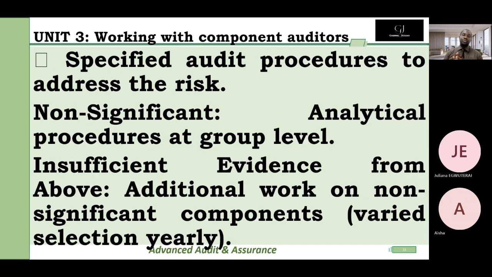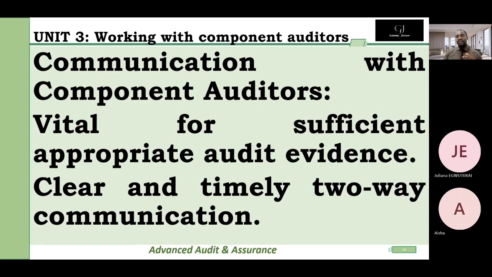So specific audit procedures to address the risk must be performed. Then for the non-significant components, analytical procedures at group level can ensue. So insufficient evidence from non-significant ones may be permitted, but evidence must be obtained. Additional work on non-significant components, varied selection, maybe sampling yearly, can also be performed. Very important. Then communication with the component auditors is necessary for vital, sufficient, appropriate evidence.